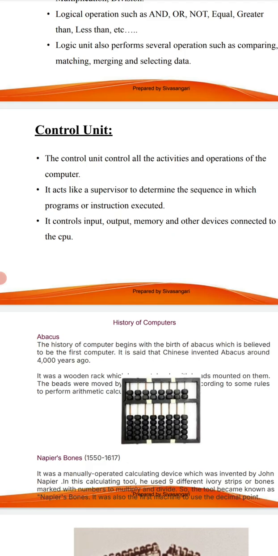Second one is Napier bones. So it is also a manually operated calculating device. It was invented by John Napier in the year 1550 to 1617. This is also a calculating machine. It uses 9 different ivory strips or bones marked with numbers to multiply and divide. So the tool became known as Napier bones. It was the first machine to use the decimal point.